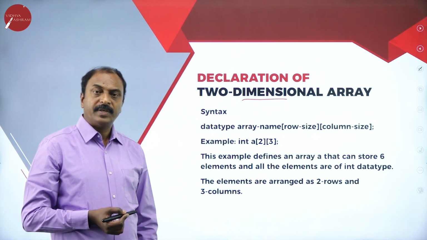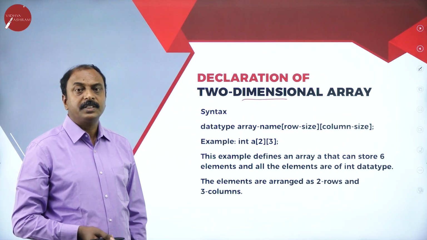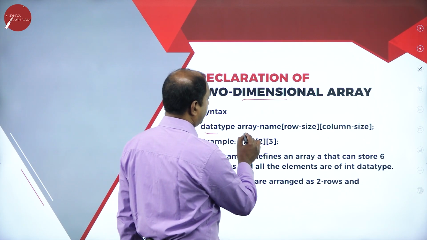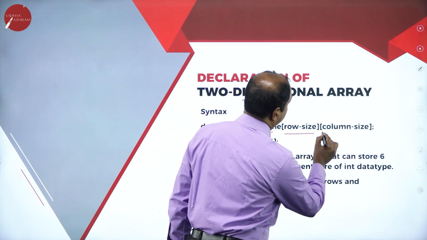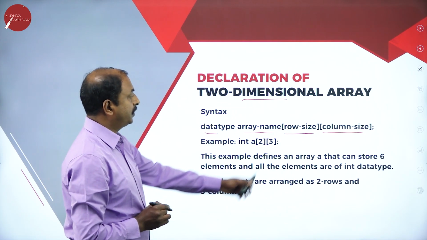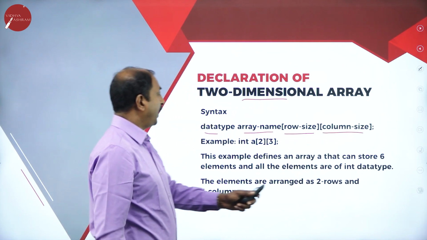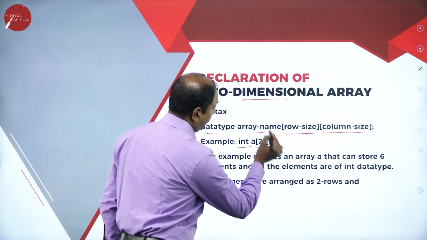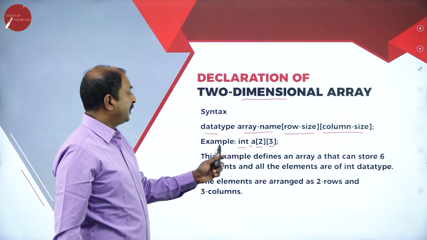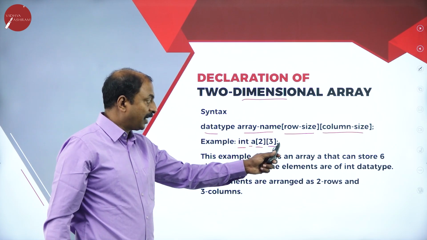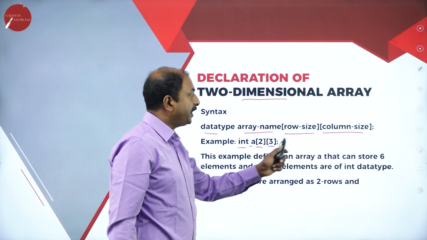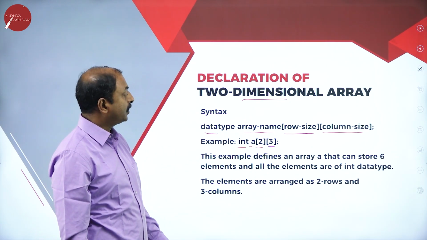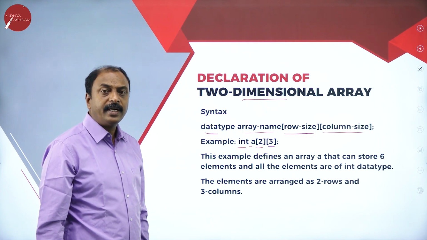In the previous example, we have seen how we declare a one-dimensional array, that is, with only one subscript. But here, in this example, data type, space, name of the array, and the row size as well as the column size, semicolon. So this is one subscript, another subscript. Here, for example, int is the data type, A is the name of the array, [2][3]. So what is it here in this example? It is a two-dimensional array. There are 2 subscripts, and 2 stands for rows and 3 stands for columns. So accordingly, 2 into 3 is equal to 6. So we can store 6 elements. There are 2 rows and 3 columns.